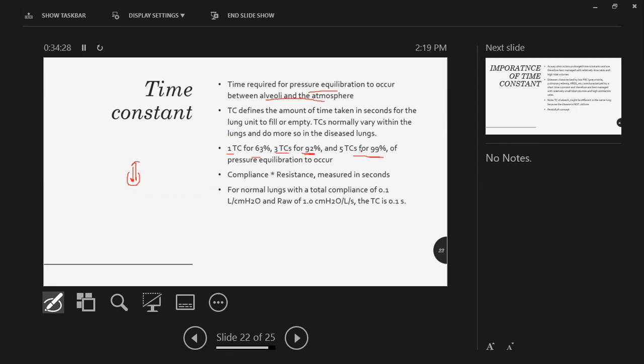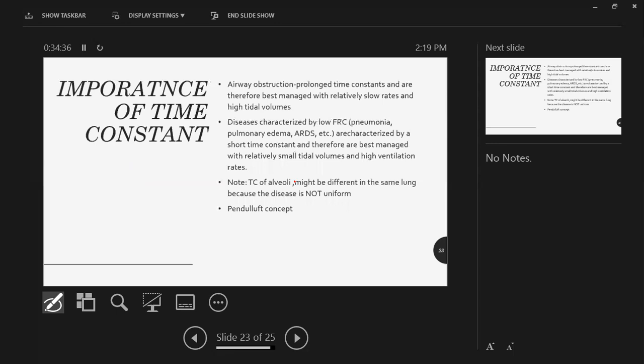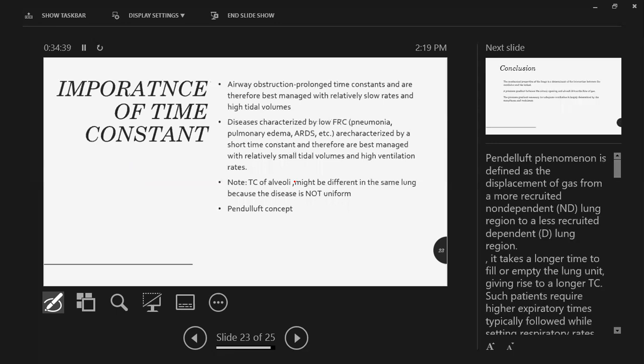How do you calculate this time constant and why is it important? Compliance times resistance is your time constant, measured in seconds. So in an airway obstruction condition and in a poor compliance condition, what happens? The time constant is the time required for one unit to fill, so that much you remember. Compliance times resistance. Imagine a condition with airway obstruction where resistance increases. If resistance increases, what happens to the time constant? The time constant also increases, meaning the time taken for one unit to fill with air increases.